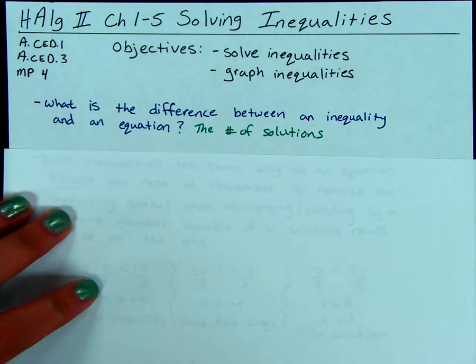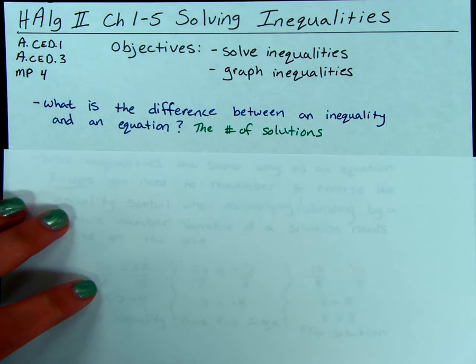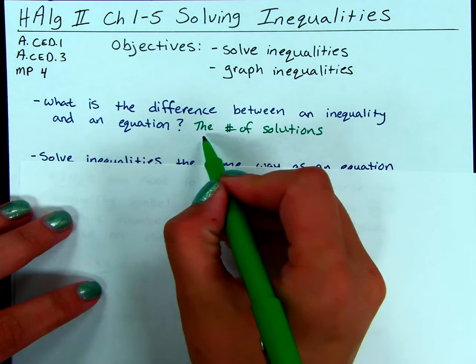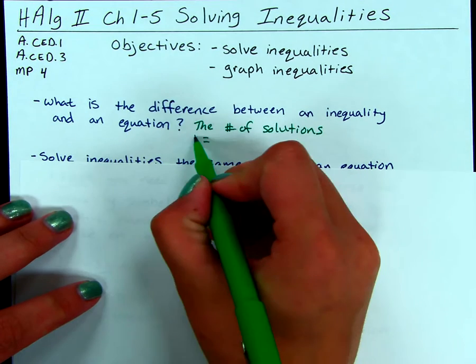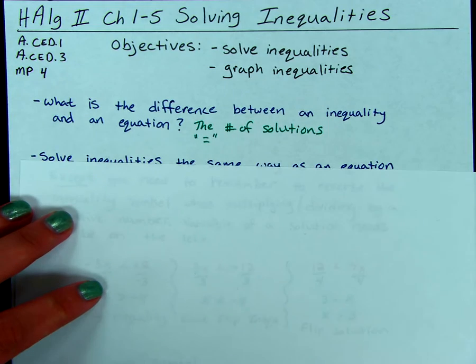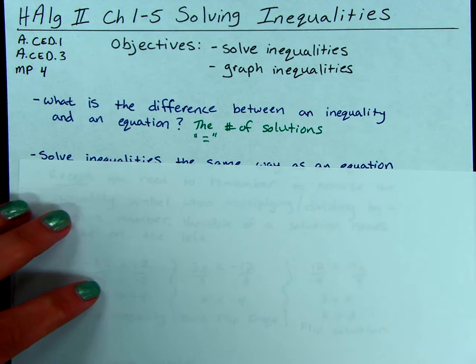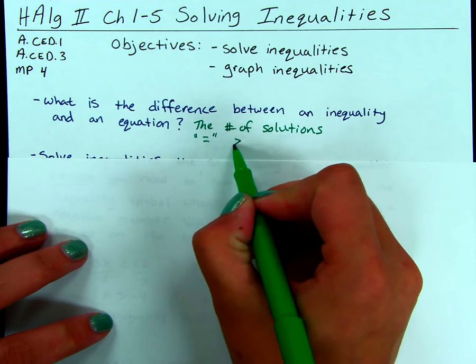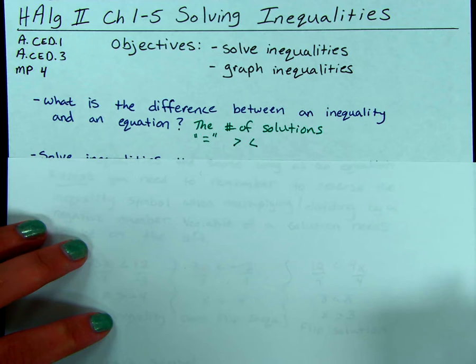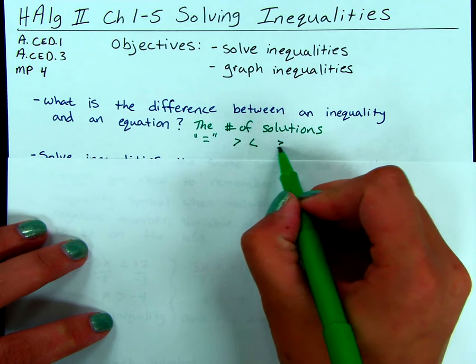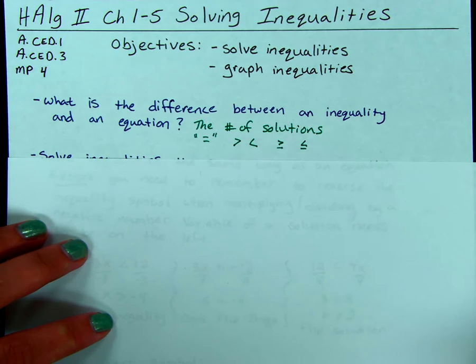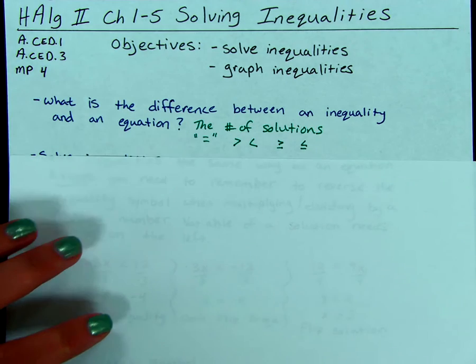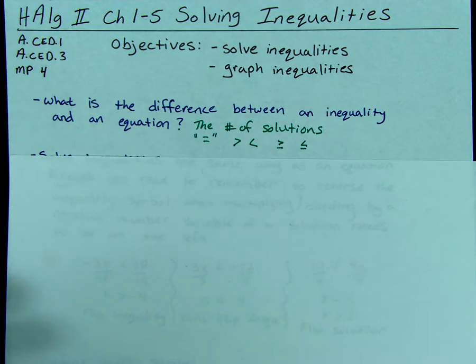Another difference is going to be the symbols that we use. In an equation, we use the equal sign. With inequalities, we use the greater than and less than signs, something like this or like this, or it could be greater than or equal to or less than or equal to. Those are the symbols that we would be using for inequalities.